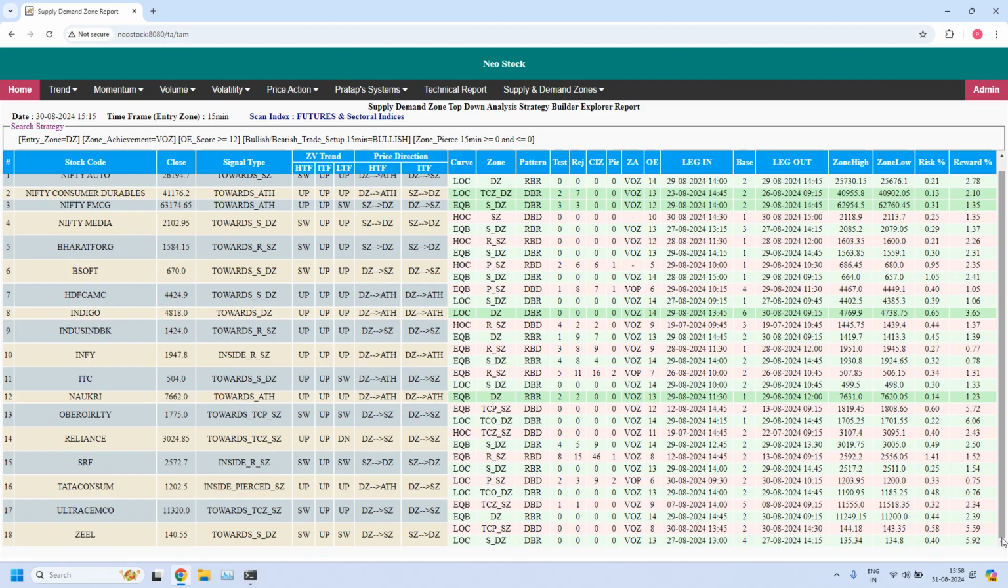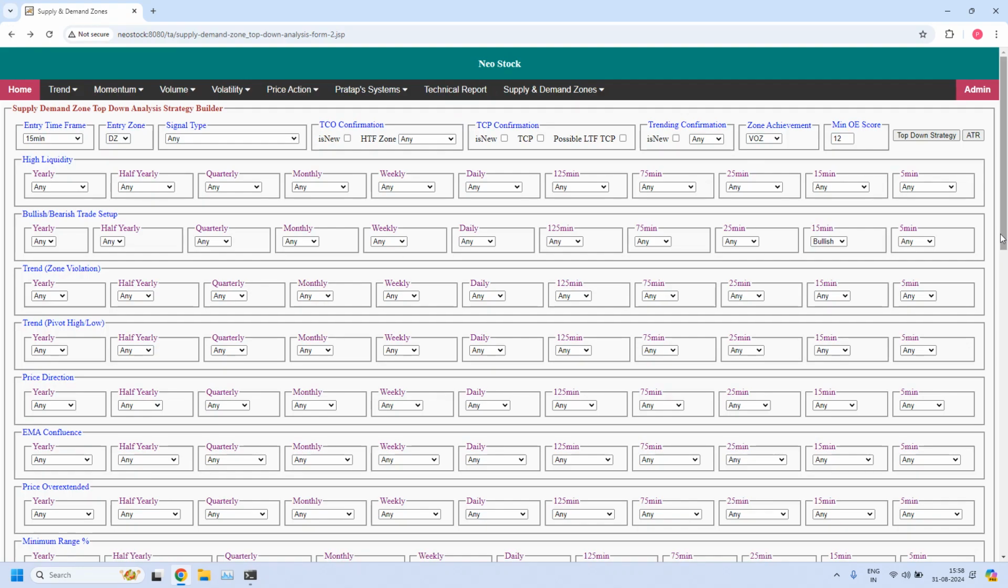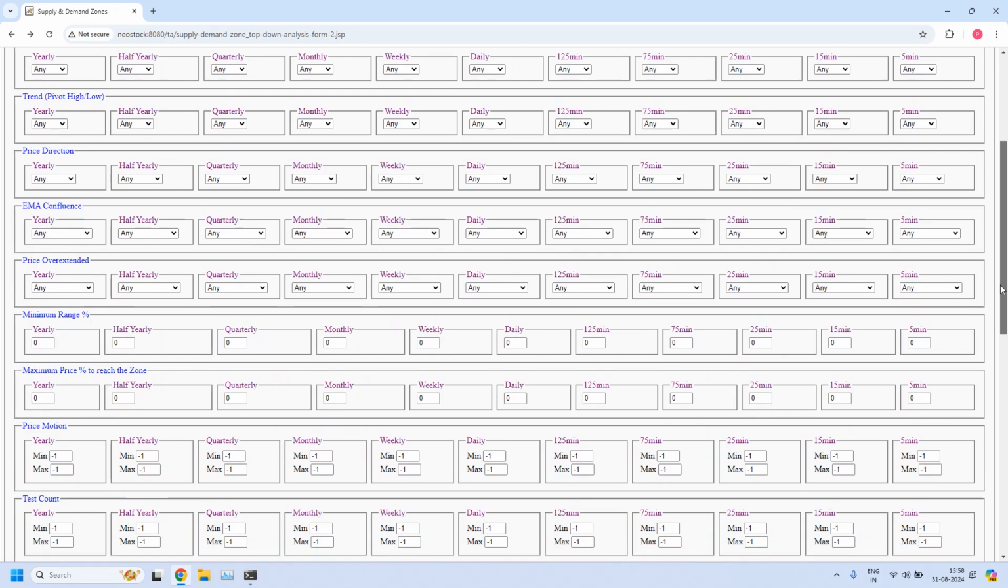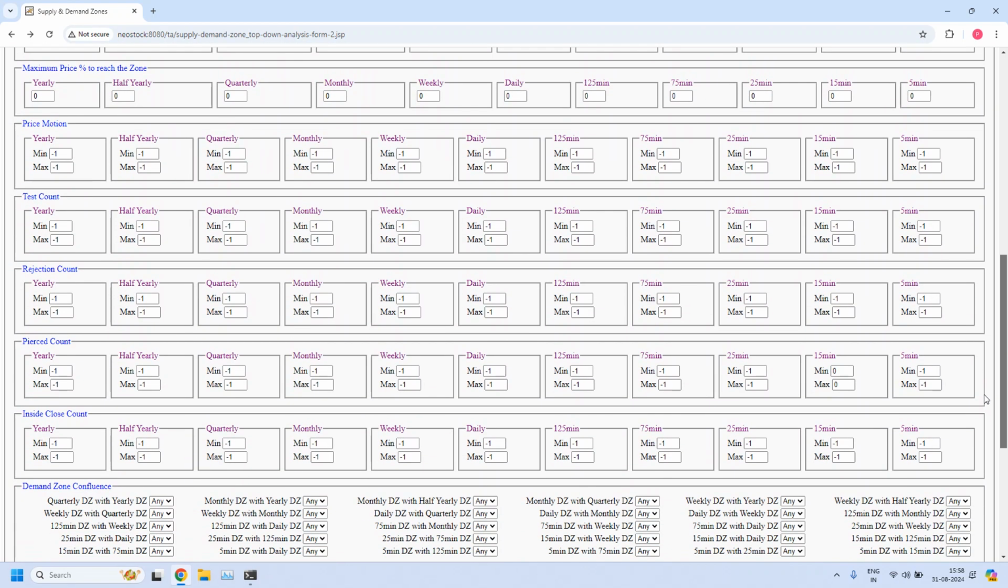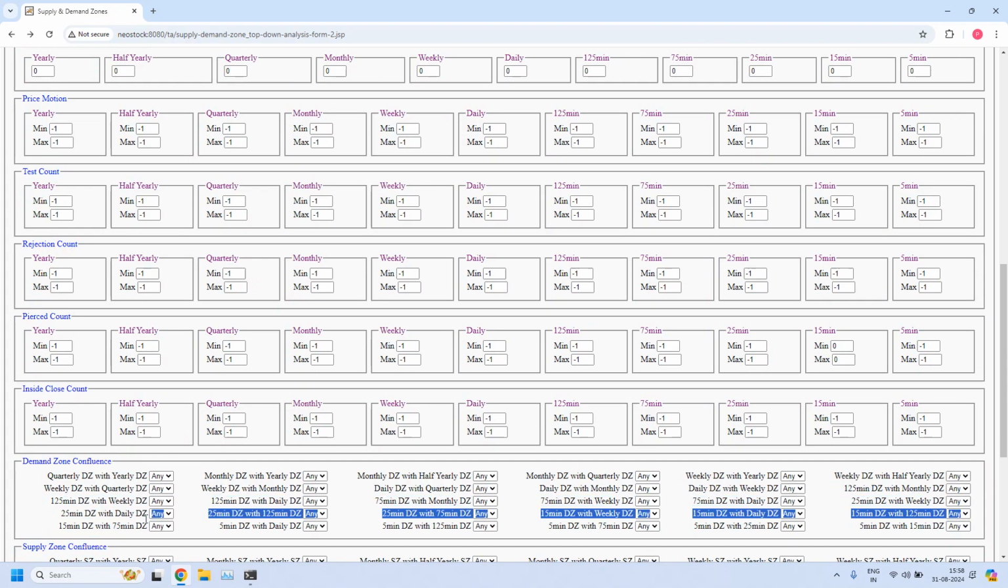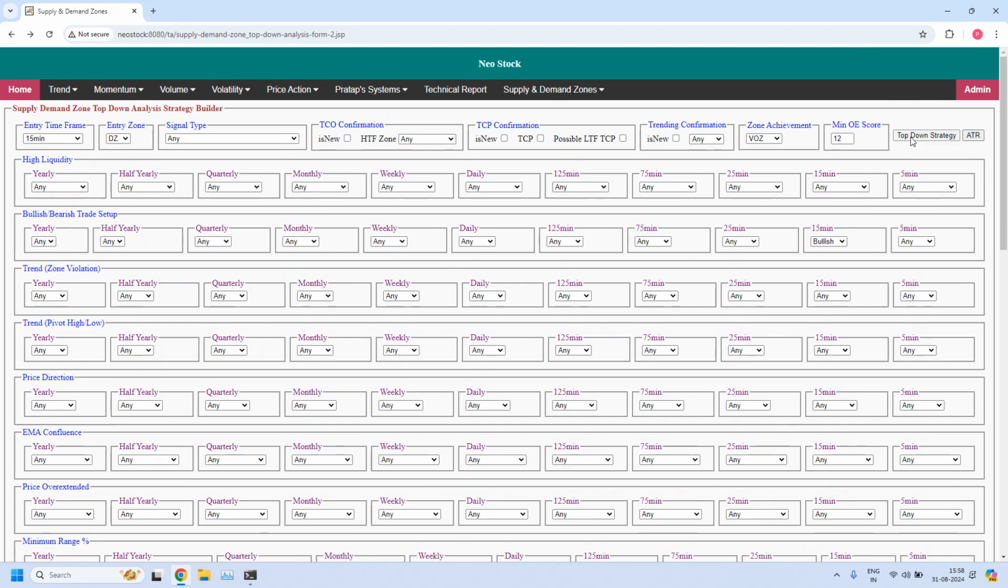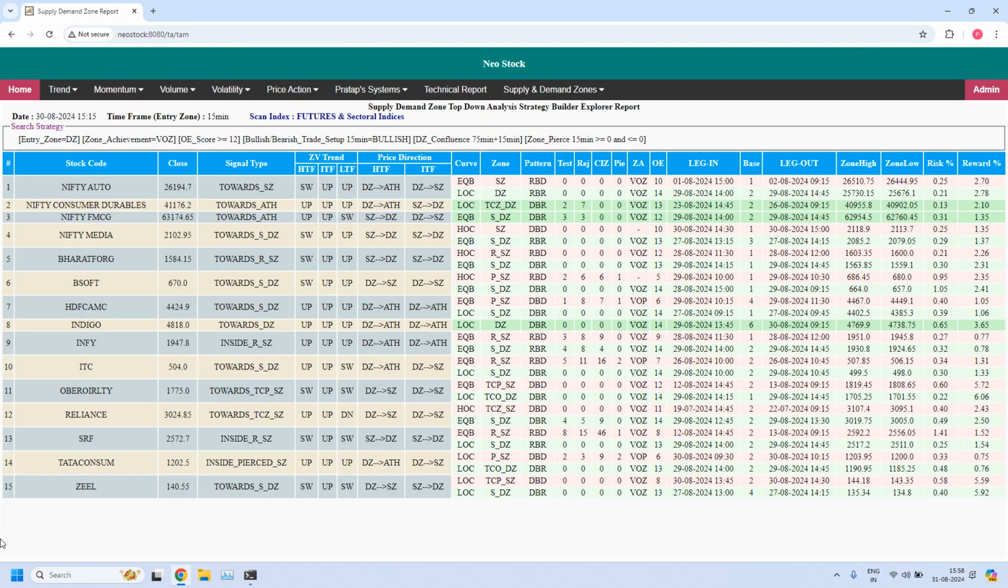Now let's look for zone confluence, demand zone confluence, out of these 18. The LTF and ITF, that is 15 minutes and 75 minutes zone confluence, let's verify. So in the demand zone confluence, the 15 minutes demand zone with 75 minutes demand zone, I enable the filter. Now let's verify. 15 stocks are filtered. All these 15 stocks are having 15 minute zone and 75 minute zone confluence.